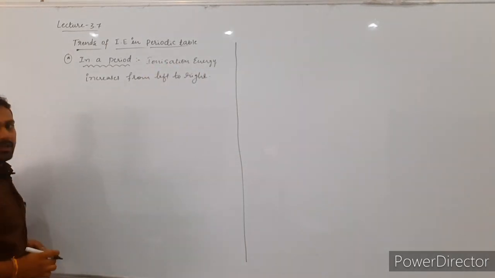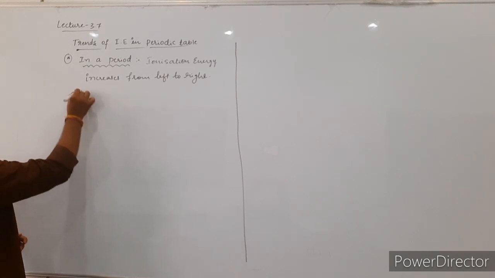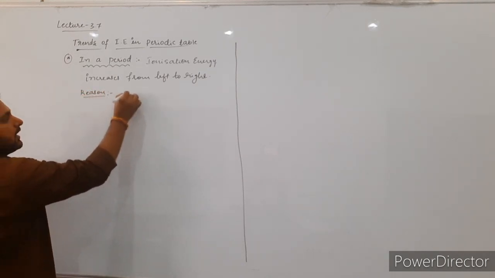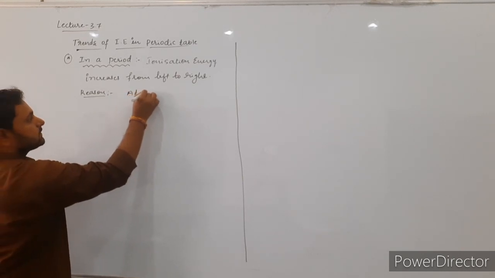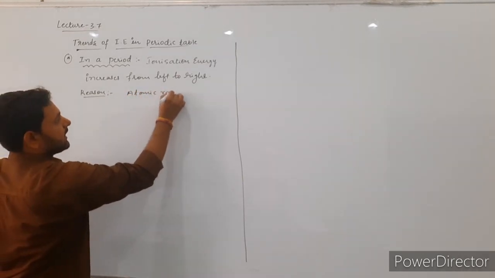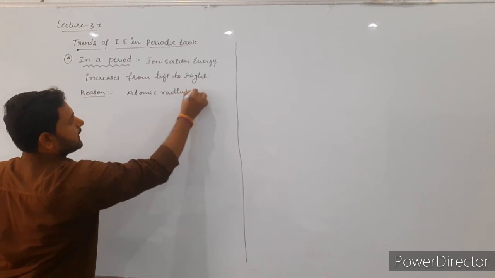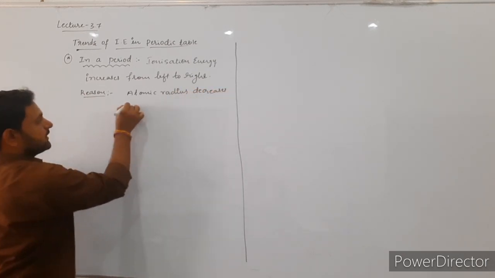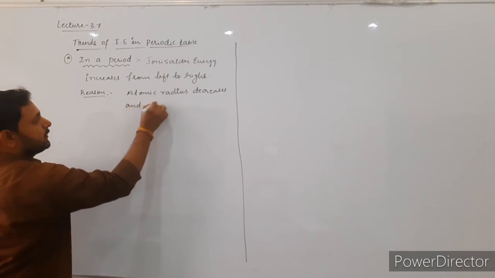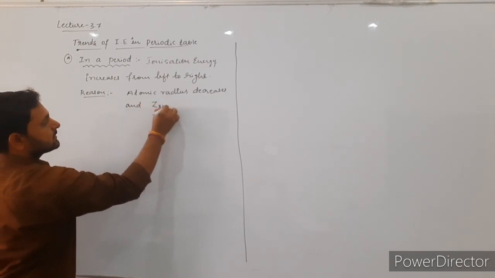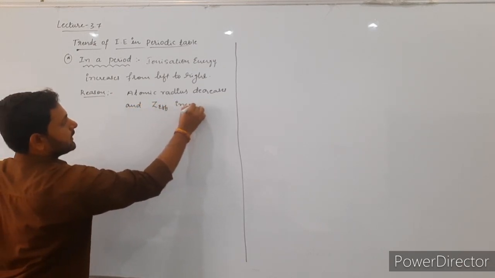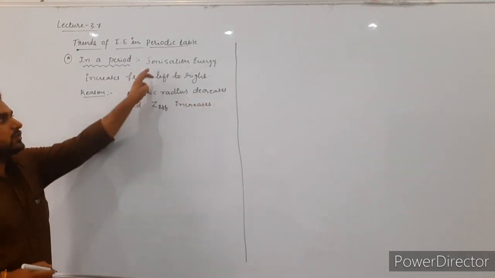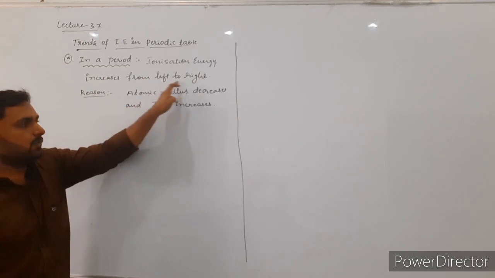Why does ionization energy increase from left to right? The reason is that atomic radius decreases and effective nuclear charge increases. Therefore, ionization energy increases from left to right.